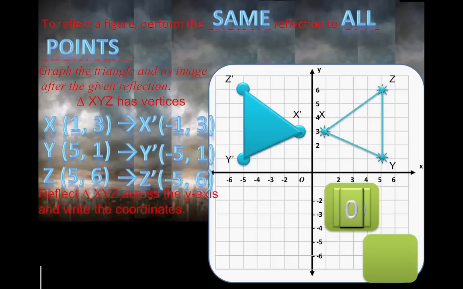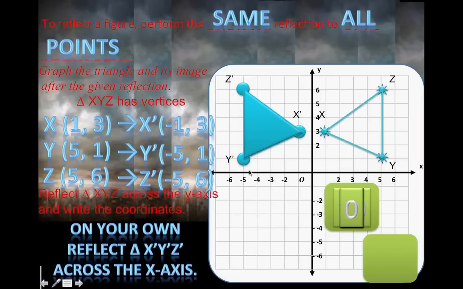All right, we are going to try one example on our own here before you're finished. I want you to take the image triangle, so X prime, Y prime, Z prime, and I want you to reflect it across the X-axis this time. So you're going to take the image, the one right here, and I want you to reflect it across the X-axis right here. Okay, I want you to flip that across. I'll give you 10 seconds on the timer. If you need to pause it so that you have time to get it done, make sure you do that.